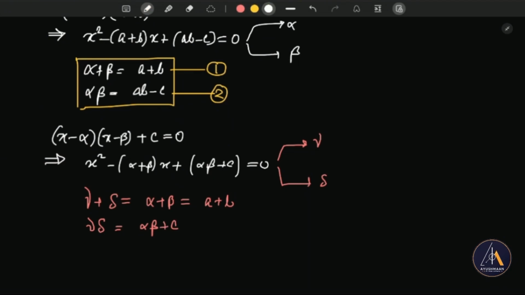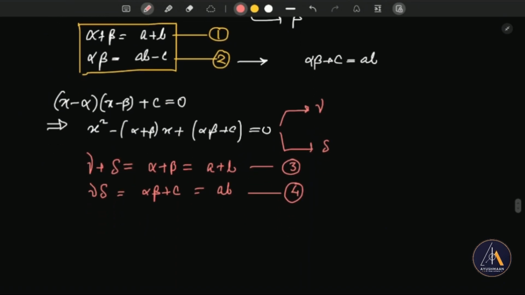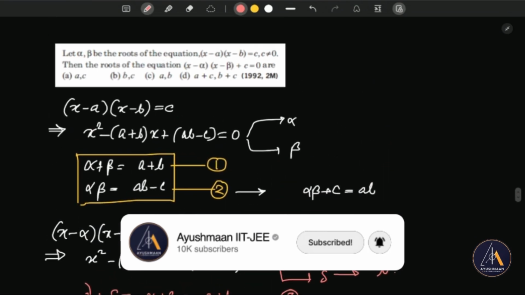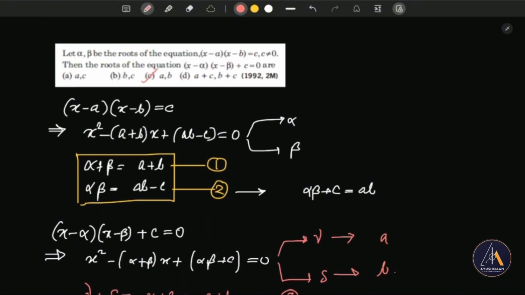Now look carefully, in the first equation alpha beta plus c will be equal to ab, so alpha beta plus c equals ab. Now name them as 3 and 4. Observing equations 3 and 4, I can say that the second equation which we are given has roots a and b, because sum of roots is a plus b and product of roots is ab. So roots are a and b. Looking back at the options, option C is a, b. So C is the correct answer to this question.